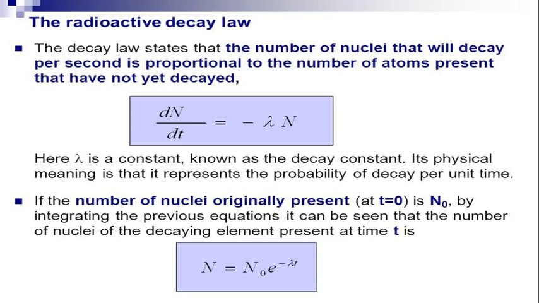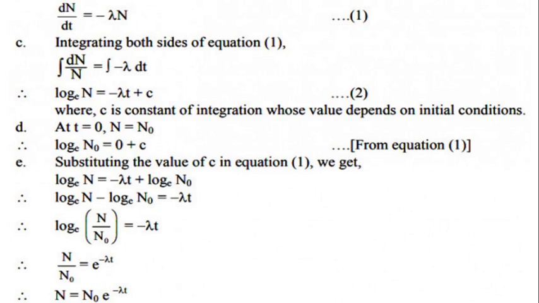So, if the number of nuclei originally present is N0, by simplifying the above equation, that is dN by dt is equal to minus lambda N, we can see that the number of nuclei of the decaying element present at time t is given by N is equal to N0 e raised to minus lambda t. So we have the first equation, that is according to the law of radioactive decay, dN by dt is equal to minus lambda N.